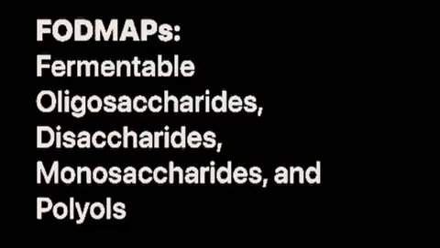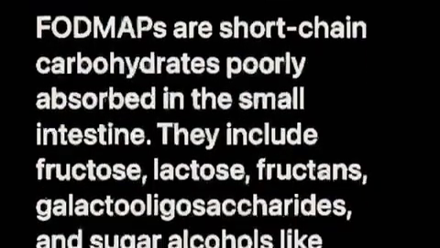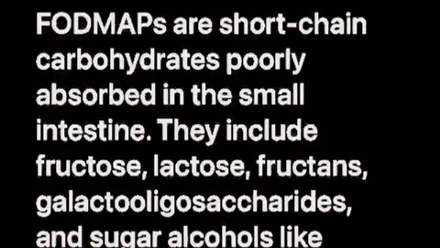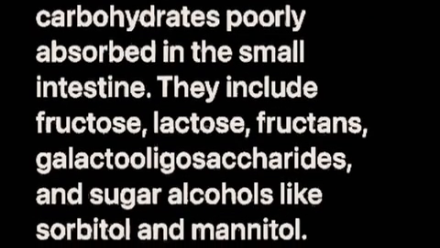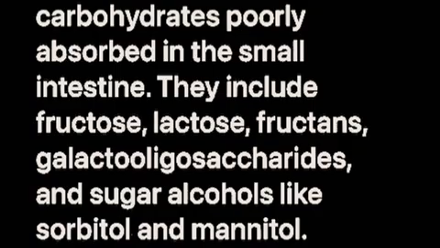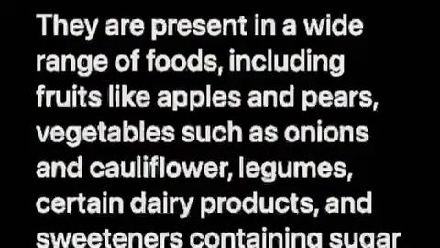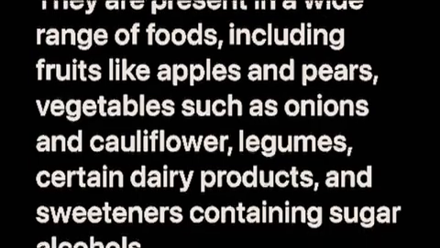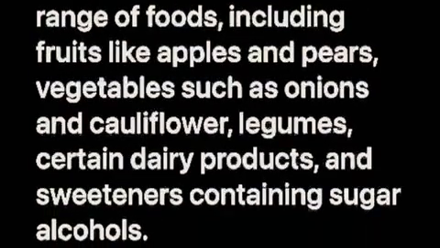FODMAPs, fermentable oligosaccharides, disaccharides, monosaccharides, and polyols. FODMAPs are short-chain carbohydrates poorly absorbed in the small intestine. They include fructose, lactose, fructans, galacto-oligosaccharides, and sugar alcohols like sorbitol and mannitol. They are present in a wide range of foods, including fruits like apples and pears, vegetables such as onions and cauliflower, legumes, certain dairy products, and sweeteners containing sugar alcohols.